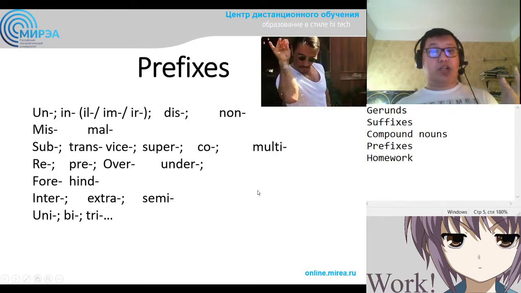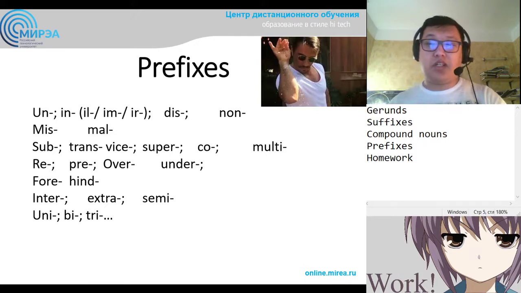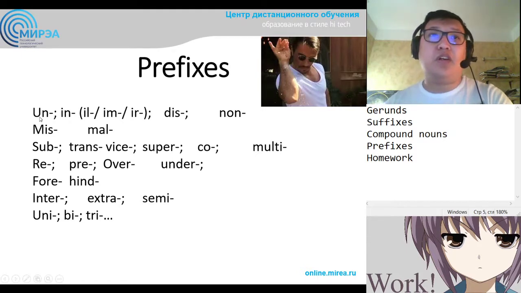So now it's time to spice things up a bit with some prefixes. As for the prefixes, we don't use them for transformations. We just add some meaning to the existing words, and it stays in the same part of speech. For example, these are negative prefixes. They mean not, something like that, like unpleasant or impossible or disrespectful or non-smoker, for example.